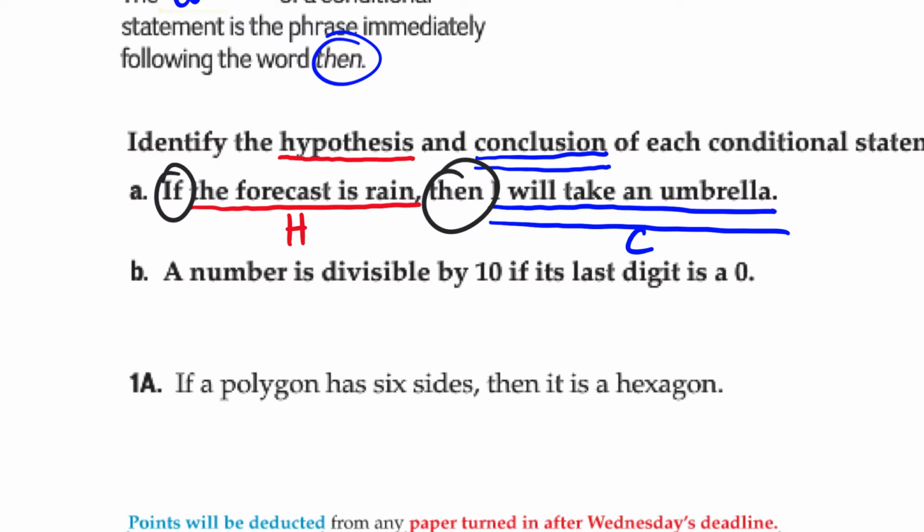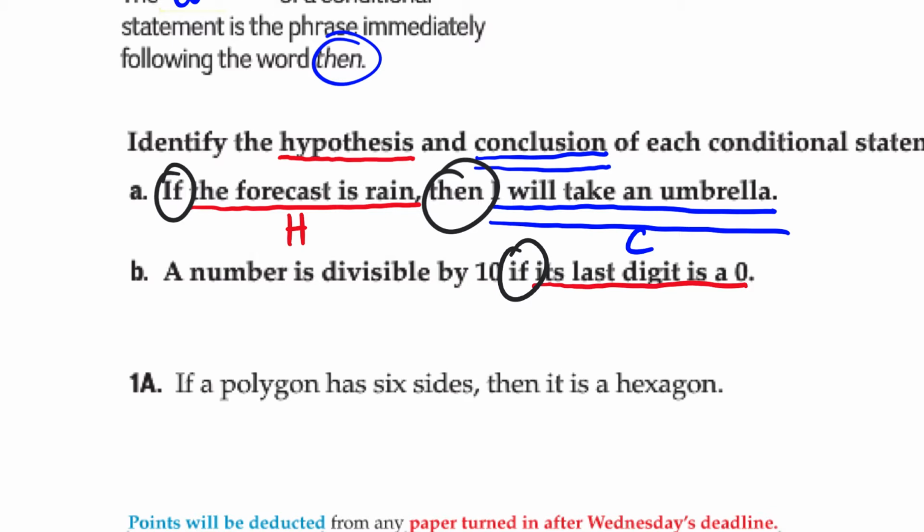A number is divisible by 10 if its last digit is a 0. So again, on this one, it's a little bit weird, but where do you think the hypothesis is on this one? If it's the last digit. Good. Its last digit is 0. And again, the reason we know that is we're looking for that keyword if. The hypothesis is the part right after the word if.